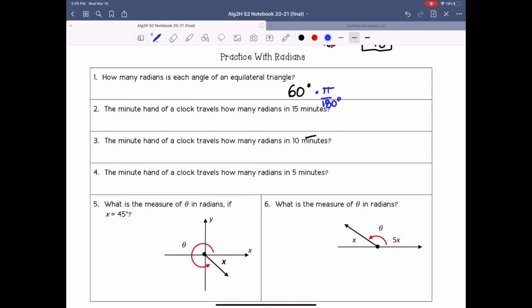And I know that 60 goes into 180 a total of 3 times. My degree symbols cancel. So the radian measure for an equilateral triangle is going to be pi over 3.